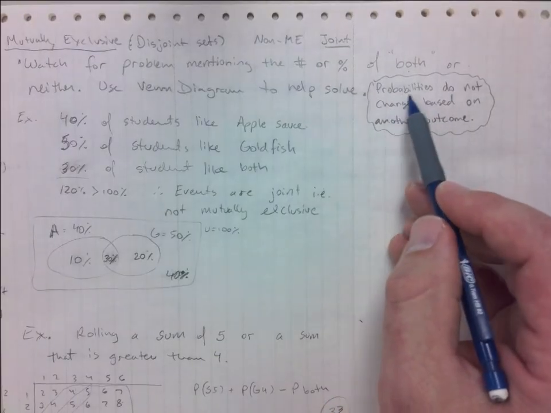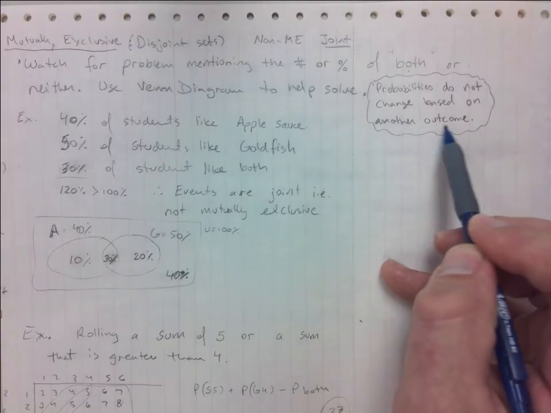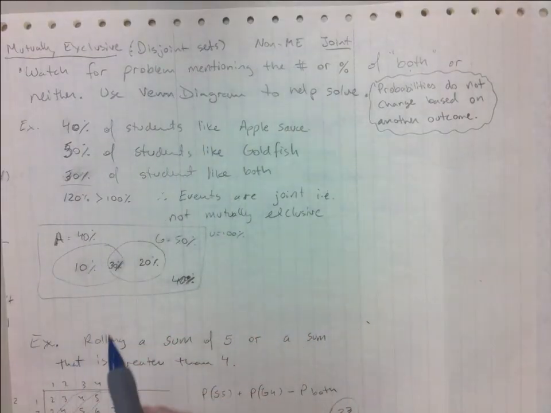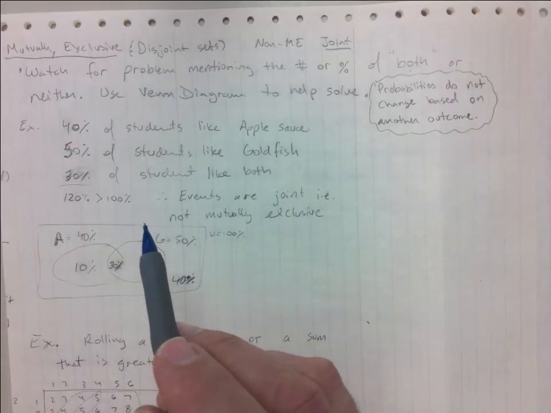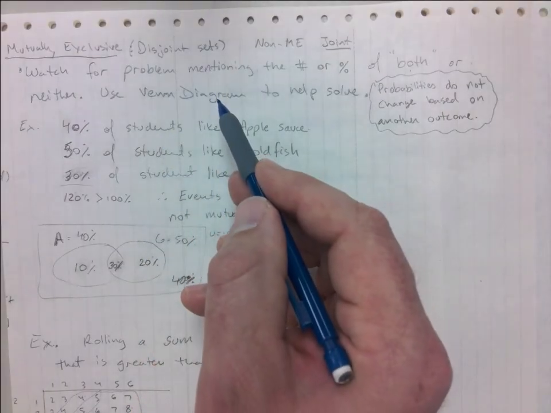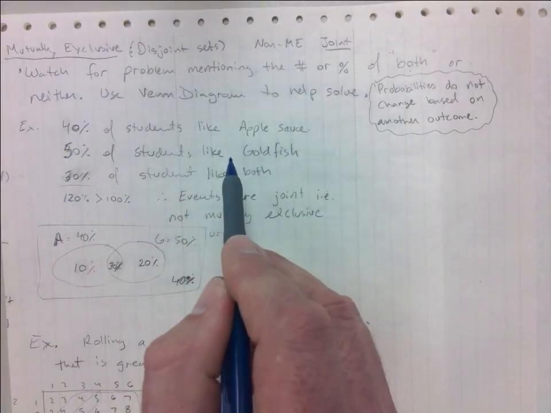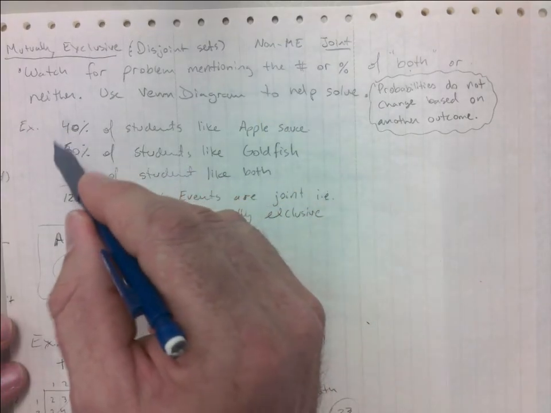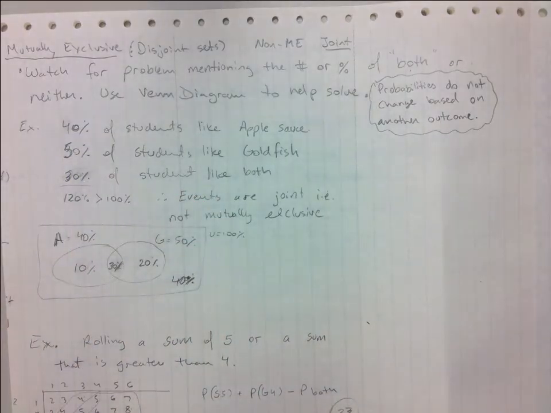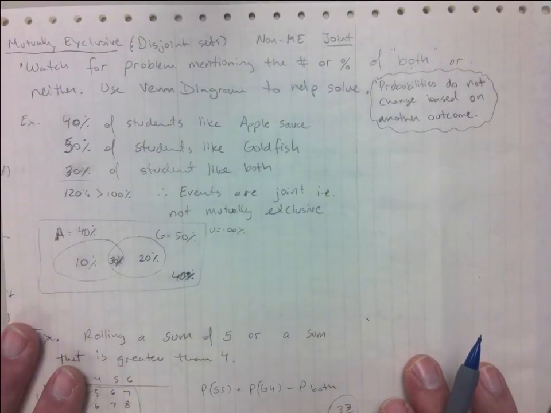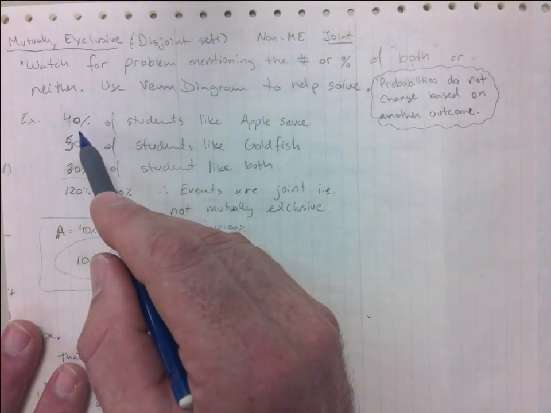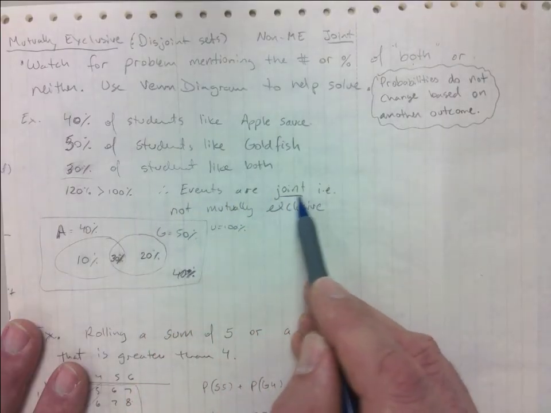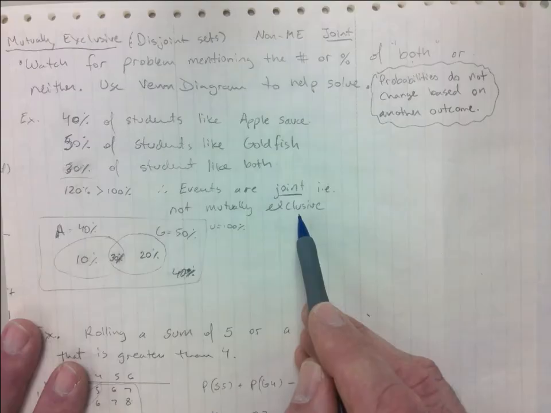What do I have here? Probabilities do not change based on another outcome. That's another one where maybe you might think this is where I need to do a tree diagram, but it doesn't say that, if something happens, 40% like applesauce, 50% goldfish, but if something else happened, let's say it's a weekend or a Friday, then these numbers change. That is not happening here, so you want to keep that in mind. Another thing that gives it away is if you add up the percentages, you're over 100%. Events are joint, i.e. not mutually exclusive.